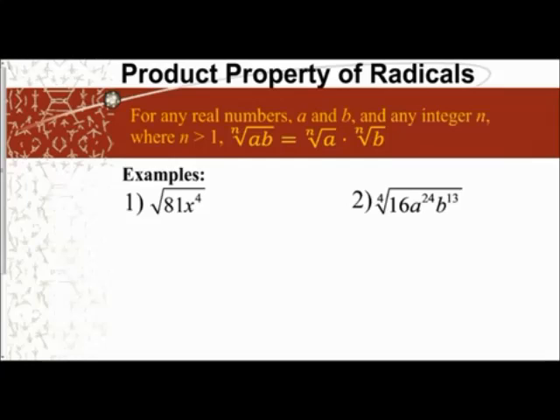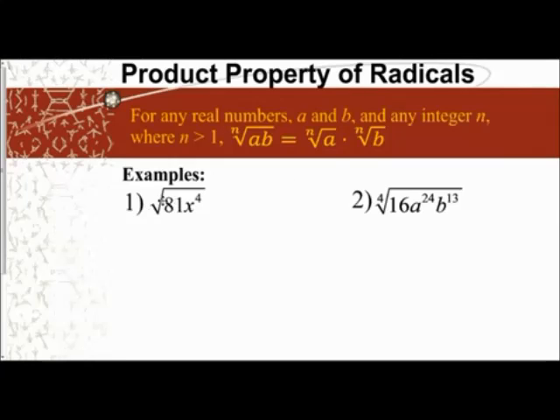And it says that for any real numbers a and b and any integer n, where n is greater than 1, if you have the nth root of the product ab, you can split it into the nth root of a times the nth root of b. And we used this concept when we were simplifying radicals, so it's not brand new. We're just going to be practicing it to improve our skills.